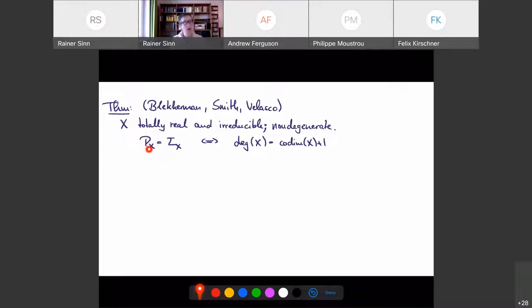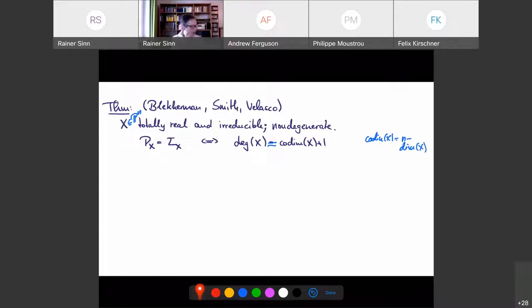Every non-negative quadratic form is a sum of squares of linear forms if and only if this identity of geometric invariants of x holds, right? It's not very readable, and these are really geometric invariants. So the codimension is just the ambient dimension of X minus its dimension. So if X is in Pn, so it's in an n-dimensional space, then the codimension of X is simply n minus the dimension of X.